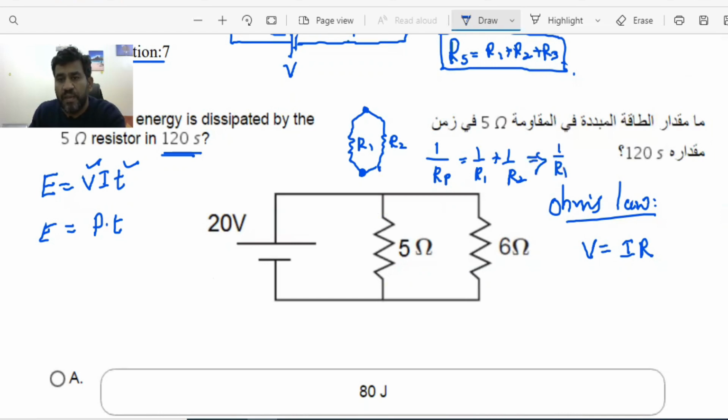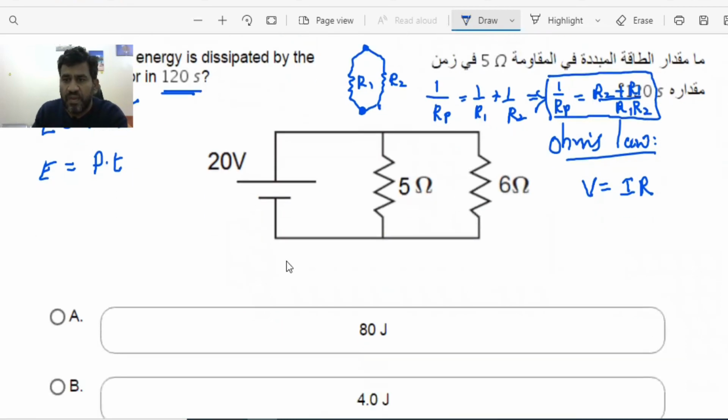If we modify it further, just mathematics, to make a common denominator, do the cross multiplication. This can be written as R2 plus R1 divided by R1 times R2. This is the value of 1 by Rp, but I need the effective parallel resistance. So by flipping it, the effective parallel resistance Rp is R1 times R2 by R1 plus R2.